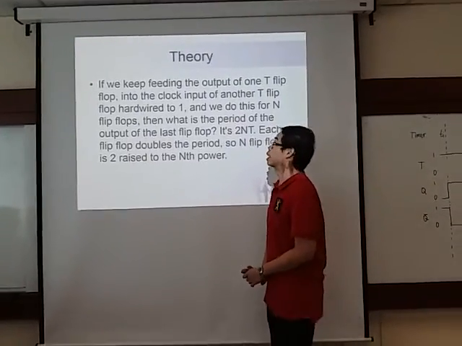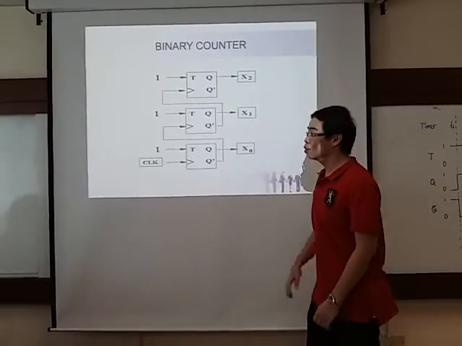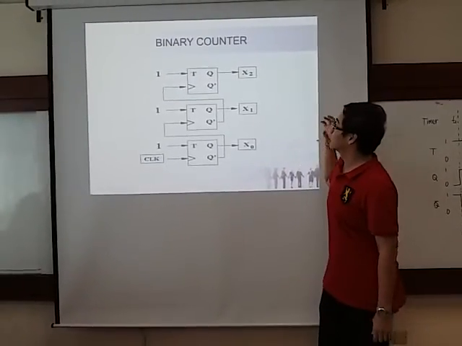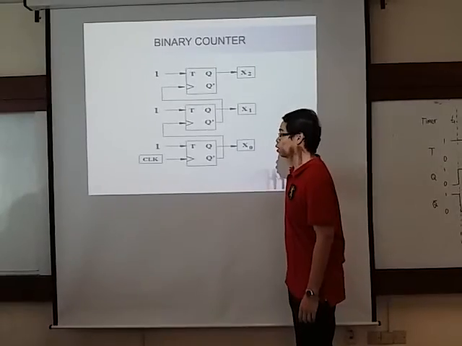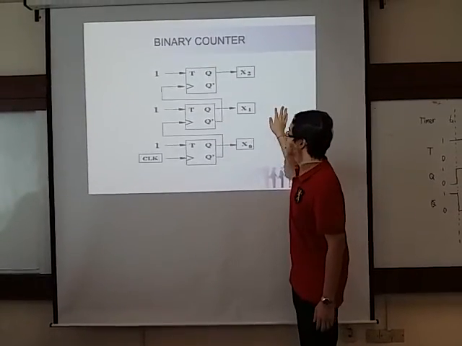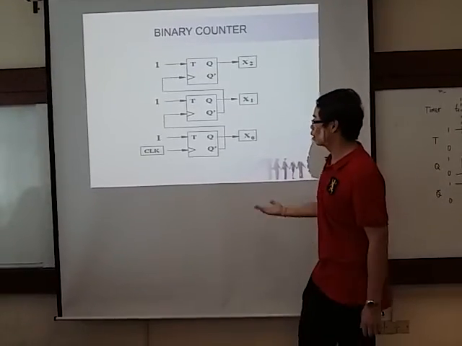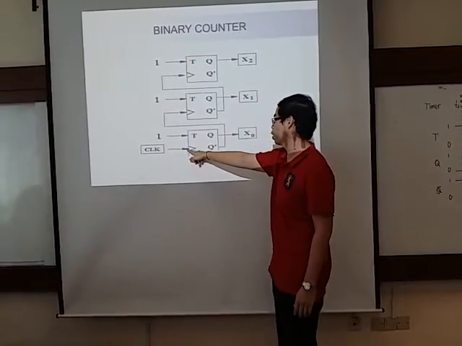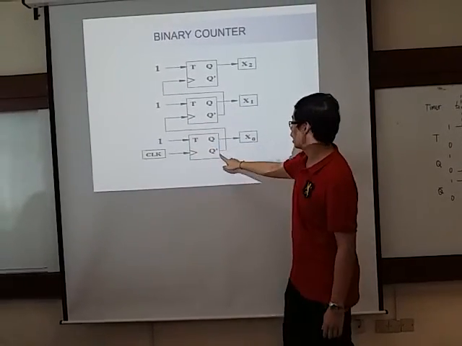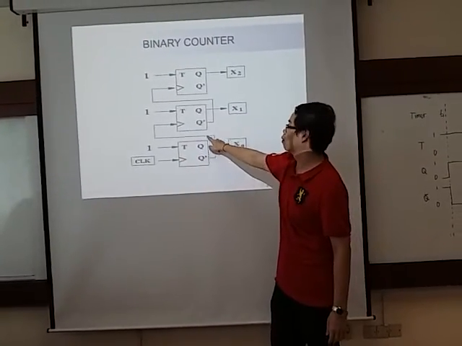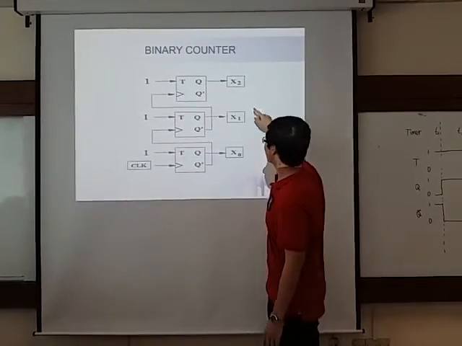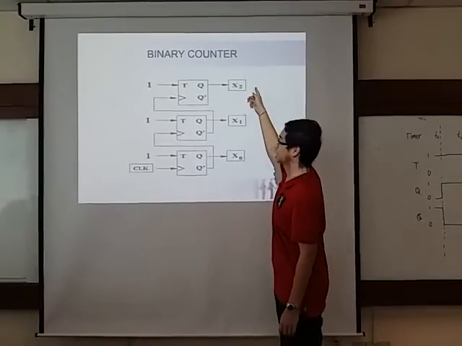Okay, so next. This frequency divider theory we can use in the binary counter. So this binary counter is the second application of the T flip-flop. This is the setup of the binary counter. You can see, as usual, the clock is connected to the input, and the T input is 1, and the output Q bar will connect to the next T flip-flop, and so on and so on. Then the outputs will become X0, X1, and X2.